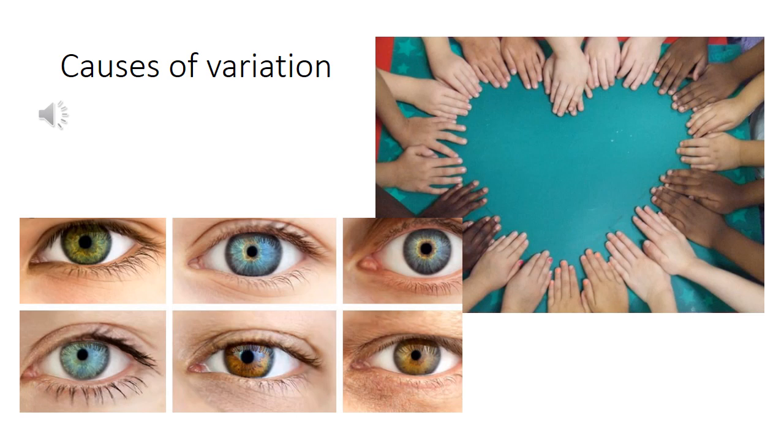So now we're going to start thinking about how is this variation caused? Where does it come from? So think about yourself. What colour are your eyes? What colour is your skin? Where did that variation come from? Where did you get your eye colour from? Where did you get your skin colour from? Have a little think.